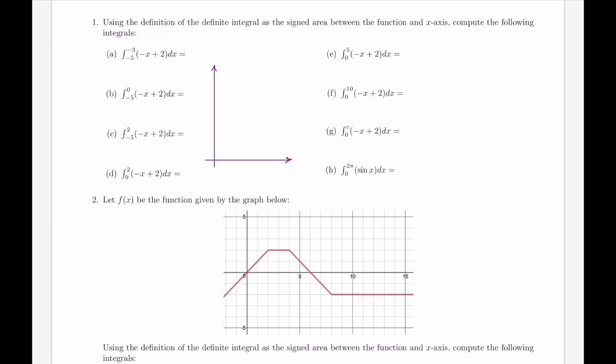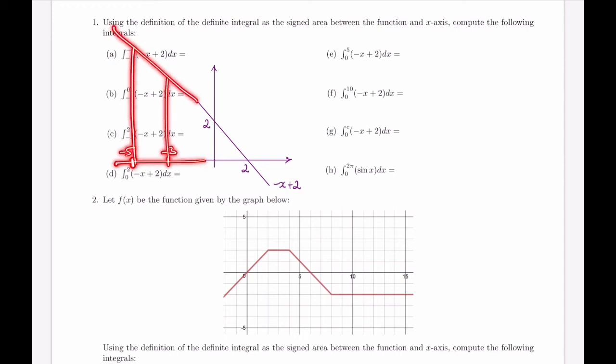So -x plus 2 will be something like this, intercept of 2, slope of -1. So this is my -x plus 2, but then I have to calculate it in a variety of different ways. So between -5 and -3, that means that I have not drawn quite enough of the graph. I have to extend out my function, and the area included there will correspond to this trapezoid.